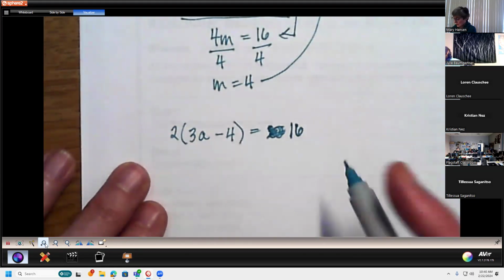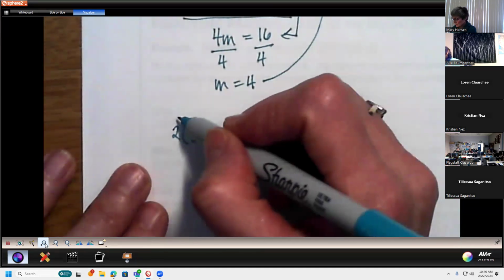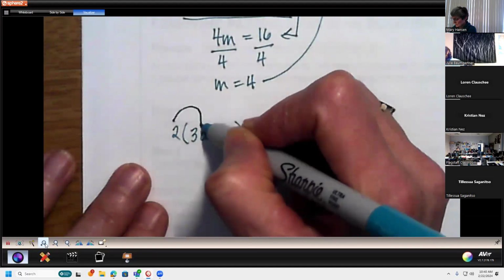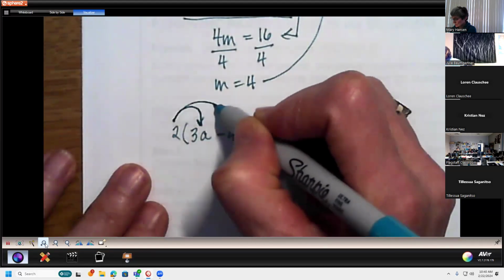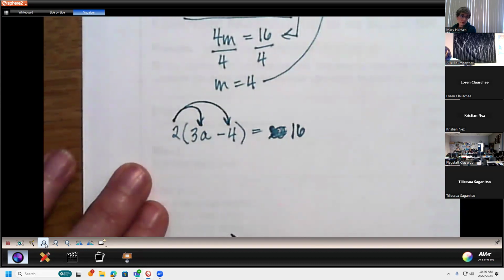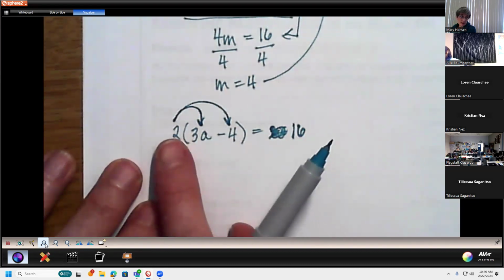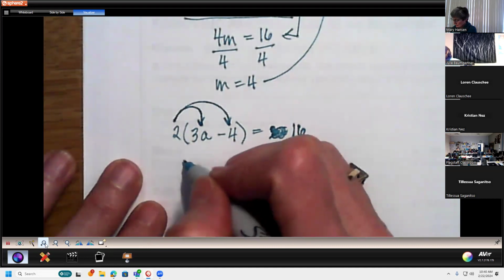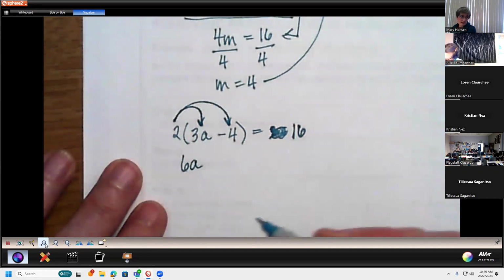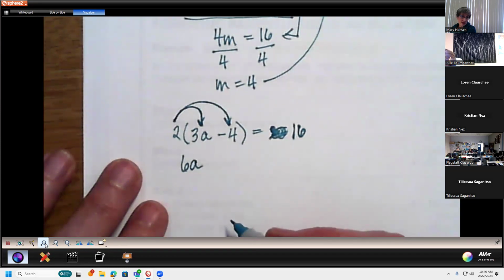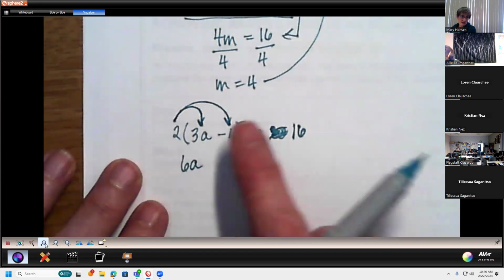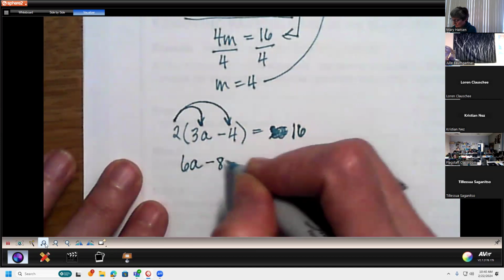what a is. But the same thing, the distributive property says I can distribute this 2 to each member of the group. And when I do I'm multiplying 2 times 3a, 2 times 3 is 6. So I have 6a, and 2 times 4 is 8.